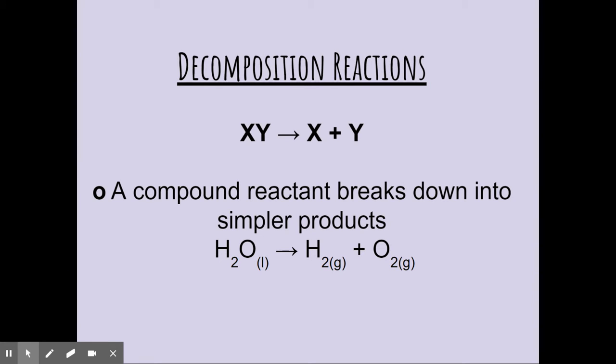Decomposition is just the opposite. It's taking a compound and breaking it into its smaller pieces. All right. So you are now going to have a compound that has bonds breaking, and we break down into its simpler products. So water, for example, will have its bonds broken and become hydrogen gas and oxygen gas. That's decomposition, breaking down.